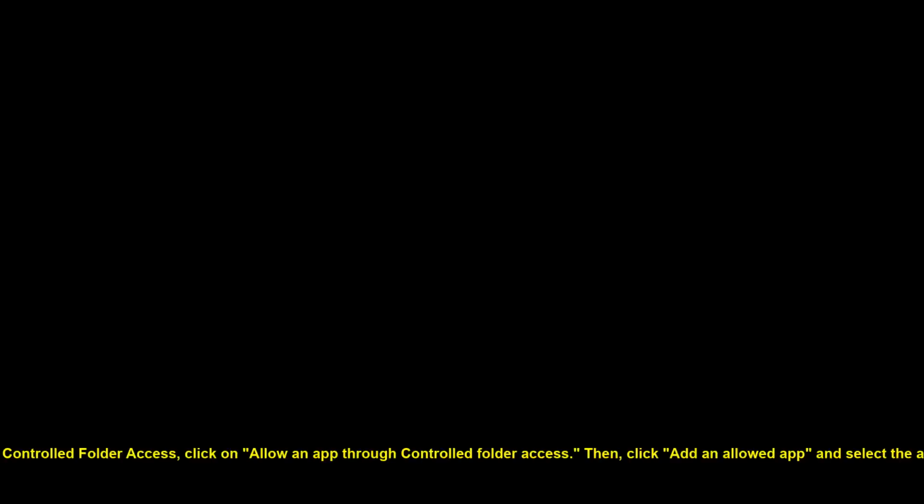Next, click on Protected Folders to adjust your protected folder settings. Add folders that you want to protect from unauthorized access. To allow specific apps through controlled folder access, click on Allow an app through controlled folder access.